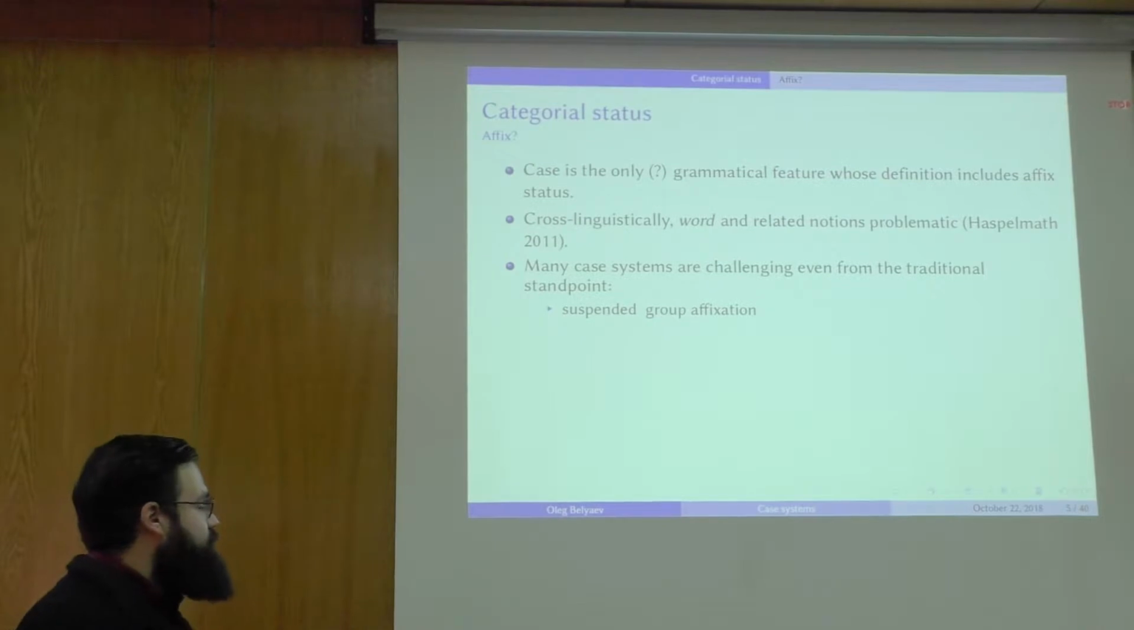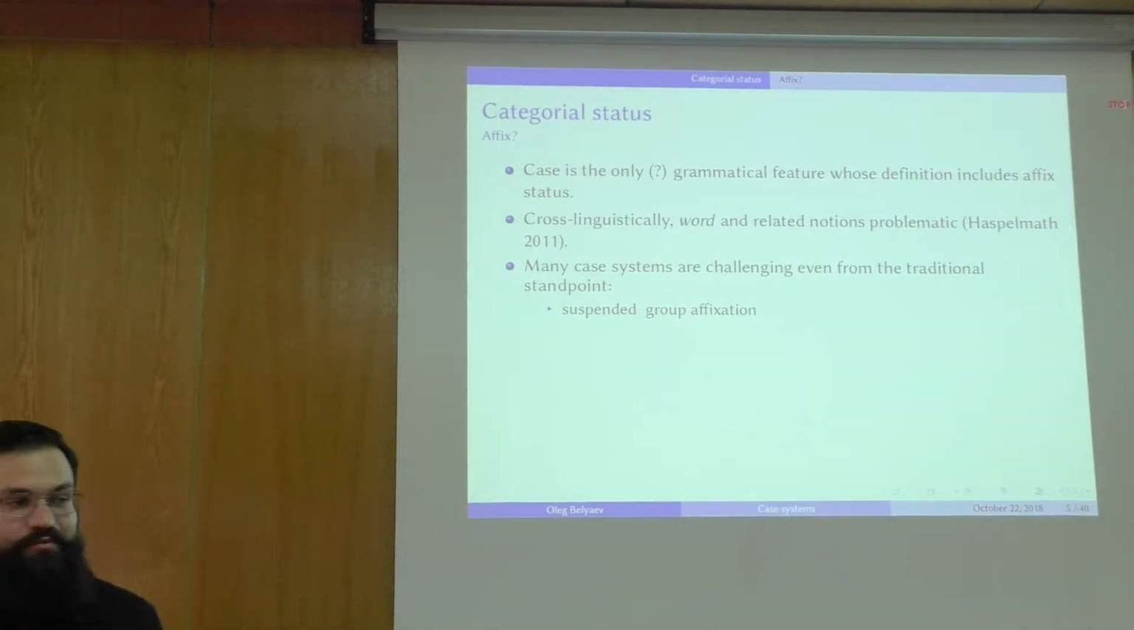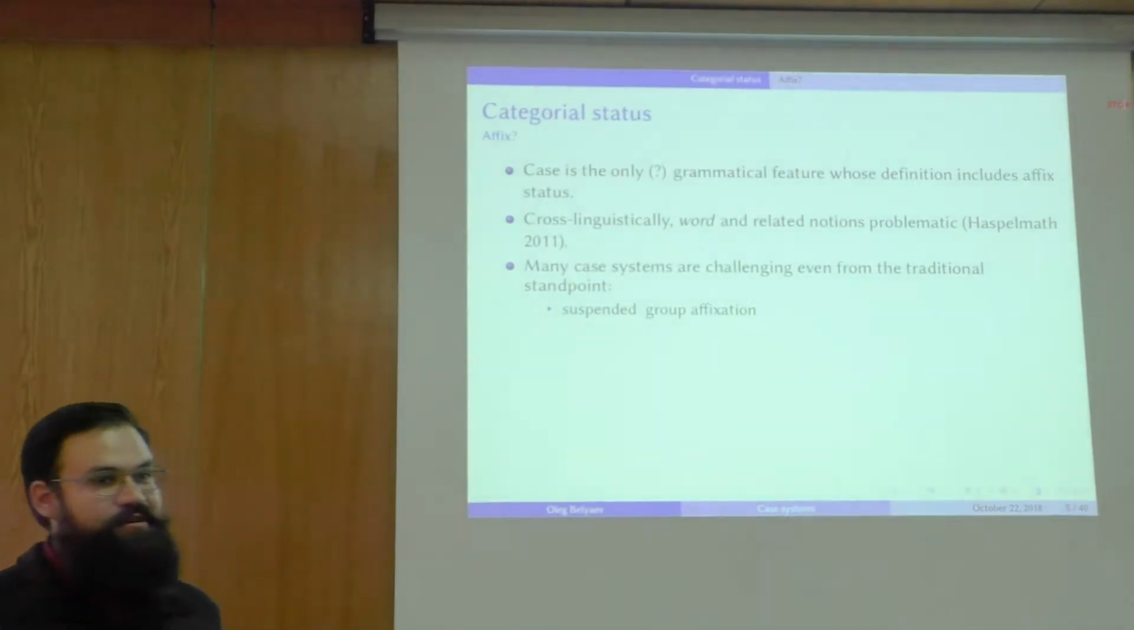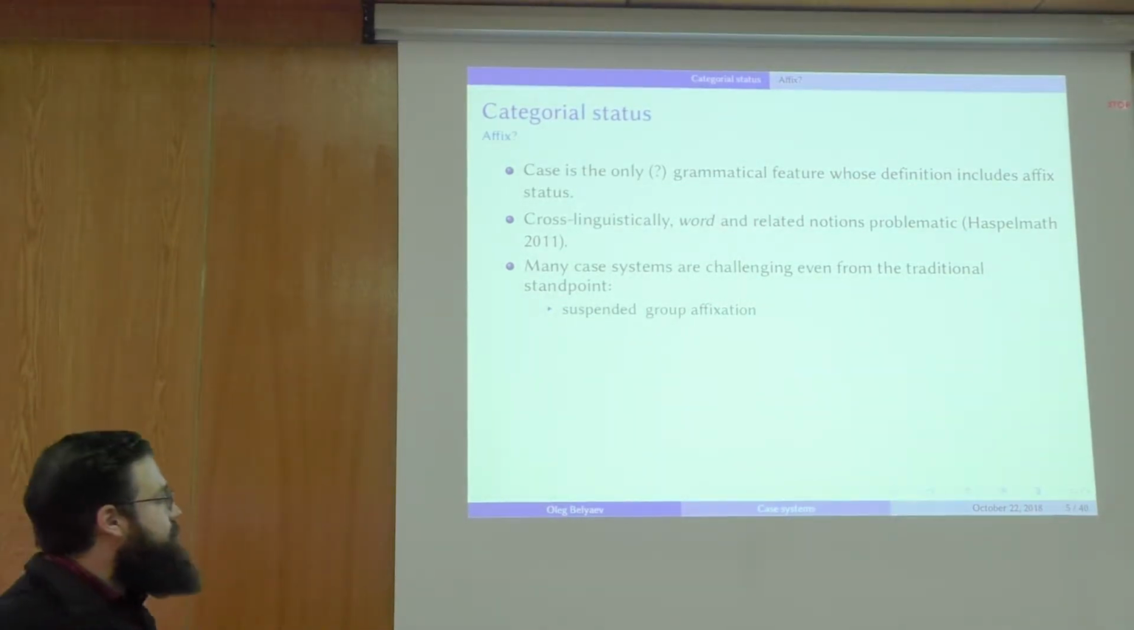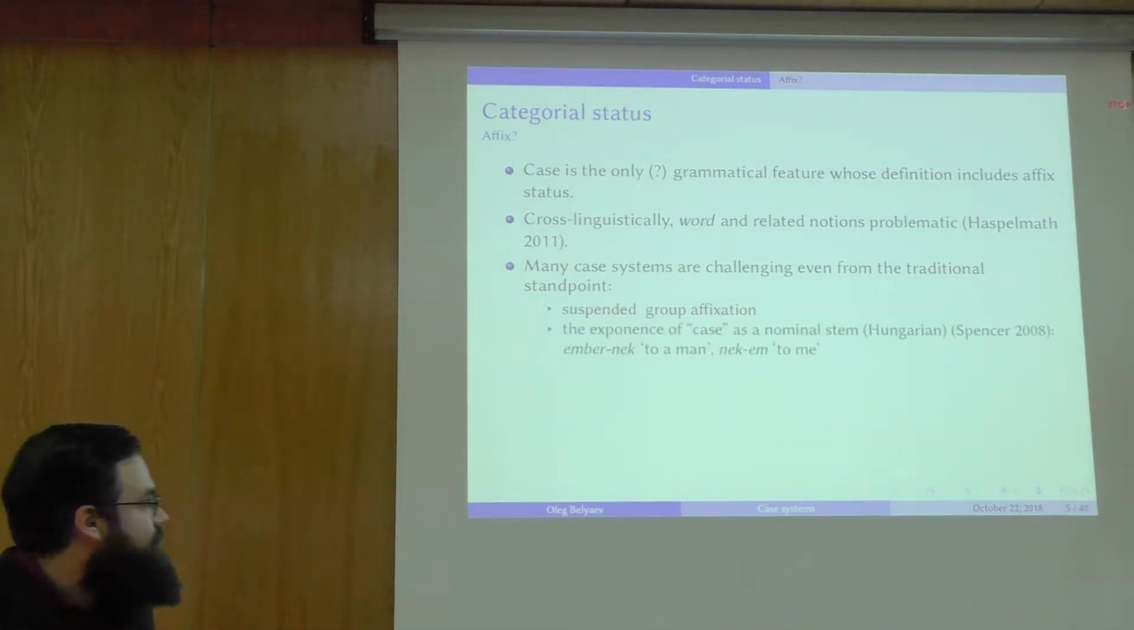First of all, group affixation, as I mentioned, is also a problem. If we say it's an affix, how can an affix scope over a constituent? That's also not a clear thing, especially since different systems behave differently. Why does it happen in some languages but not in others?